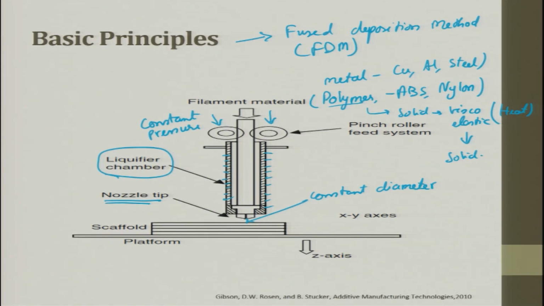Now what you do is you try to move the table in the x direction and y direction. So, you get a single layer, and once the platform is pulled down by one layer thickness, then in the z direction you try to construct an object. The object is called a scaffold. So, please keep the analogy of icing and then start doing it.